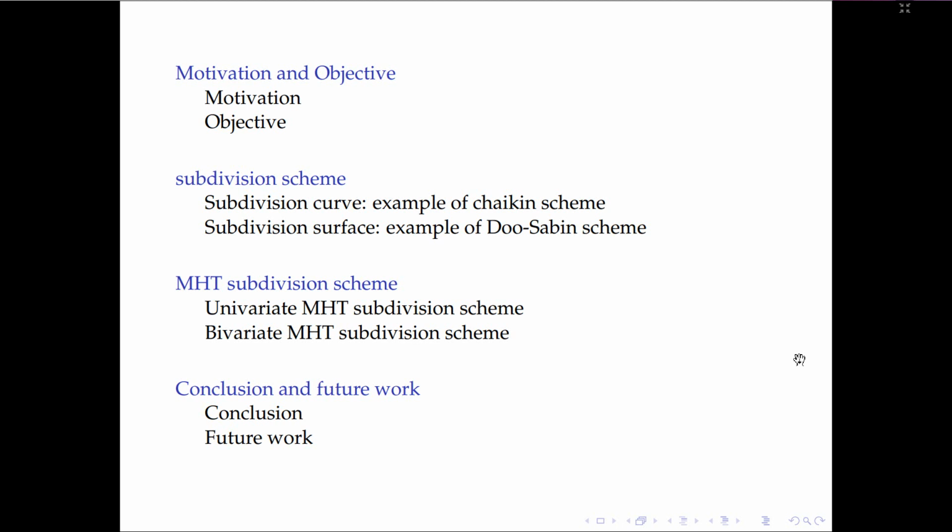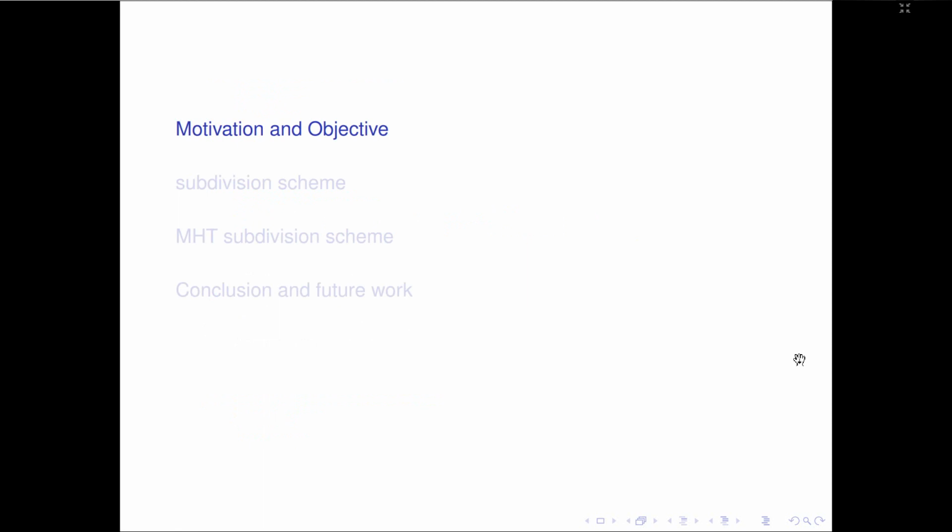Then I move to our work, which is the mixed hyperbolic trigonometric subdivision scheme. I recall first the univariate case. Afterward, I present the bivariate schemes, which is the goal of this work. And finally, I conclude this presentation with a conclusion and future work. Now, let's move into the motivation and objective, starting with motivation.